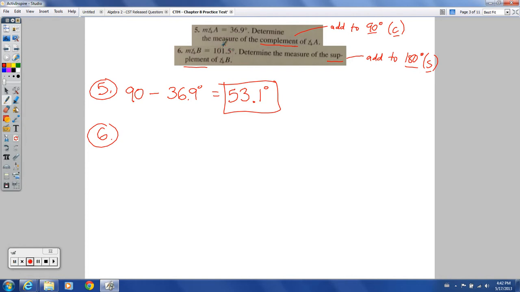The supplement of an angle with this measure, I'm taking 180 and subtracting 101.5 from that. So this minus 102 would be 78, so an extra half off of that would be 78.5 degrees. Just trying to work on our mental math a little bit here too at the same time.